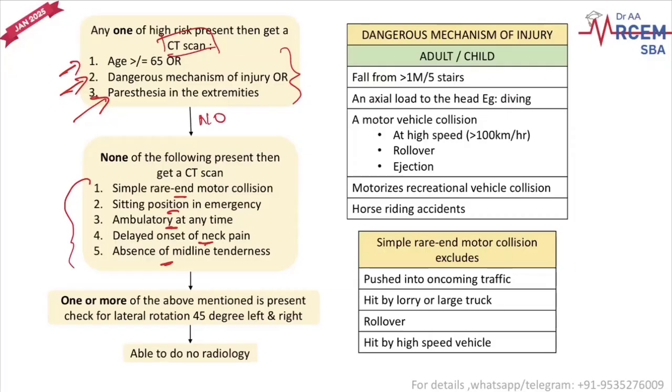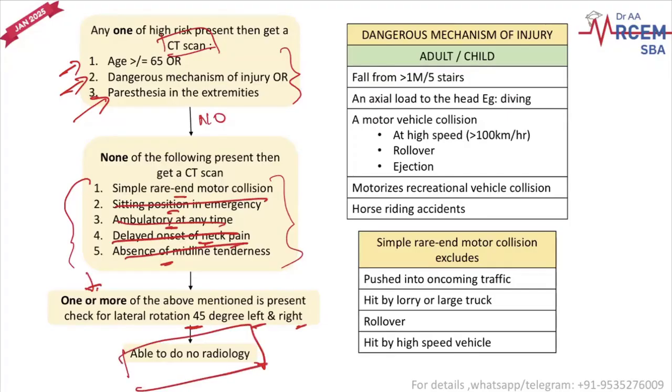If any of these factors is present, for example it is a simple rear motor vehicle collision and none of the others are present, that is enough for you to check for lateral rotation. You'll ask the patient to rotate laterally 45 degrees, both on the left side and the right side. If he's able to do it comfortably, then no imaging is required.